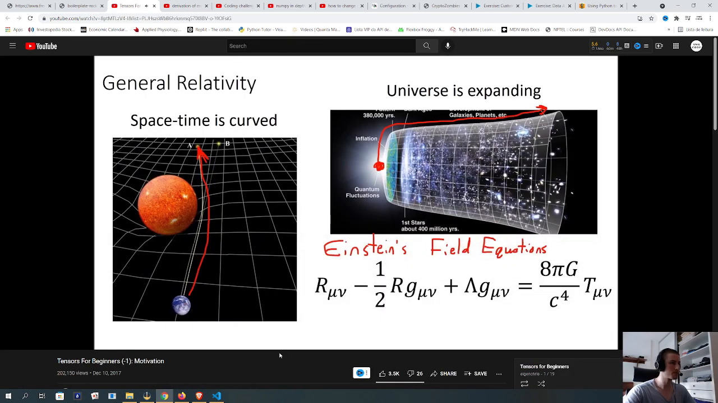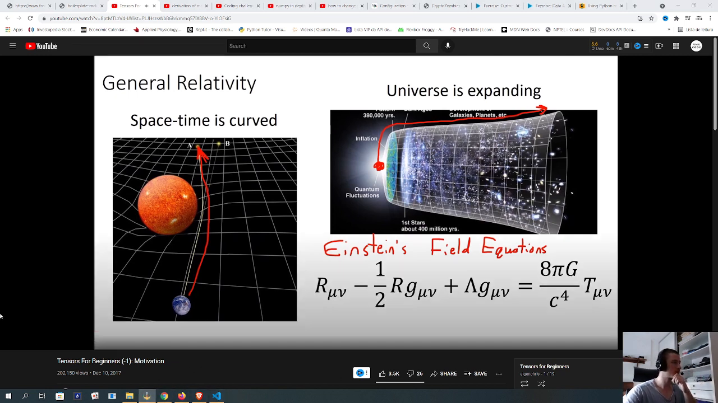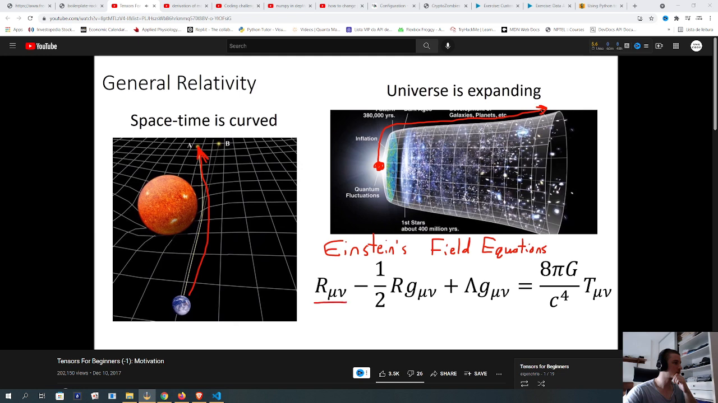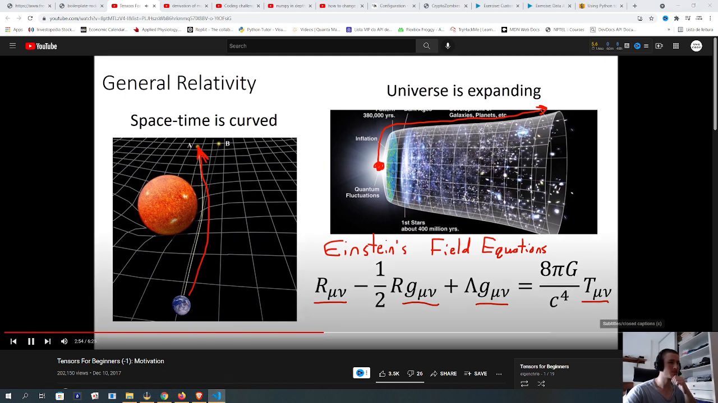Equations tell us how space-time is curved and why the universe is expanding. Now, you don't need to understand what any of these symbols mean, but the important thing I'm going to point out is that every symbol I'm underlining right now is actually a tensor. So there are tensors everywhere in these equations. And the most important tensor in general relativity is this one here, the g, which is called the metric tensor.